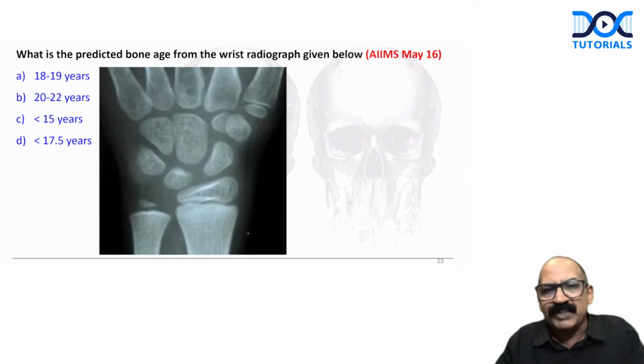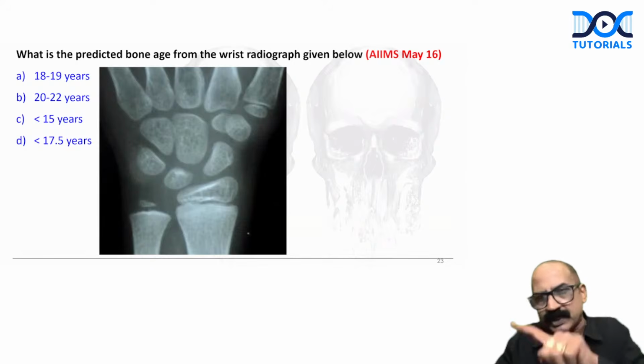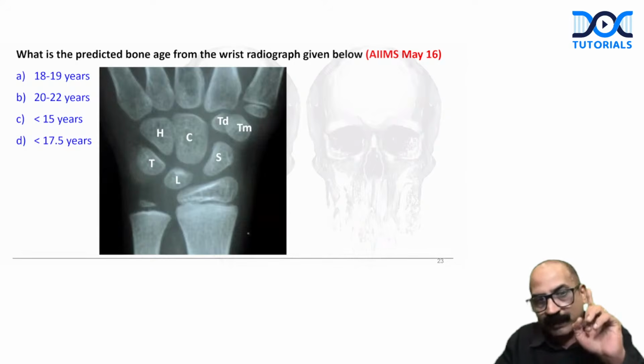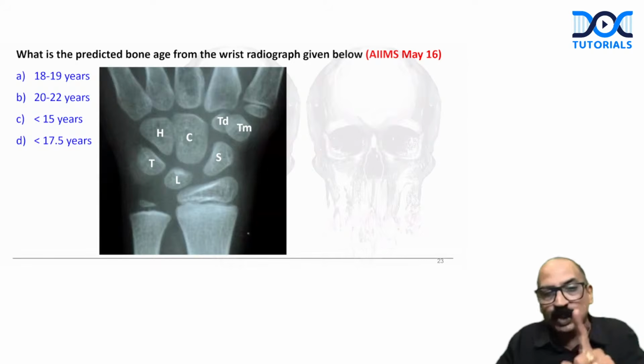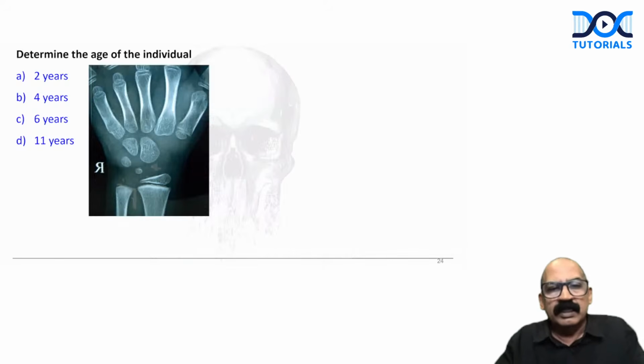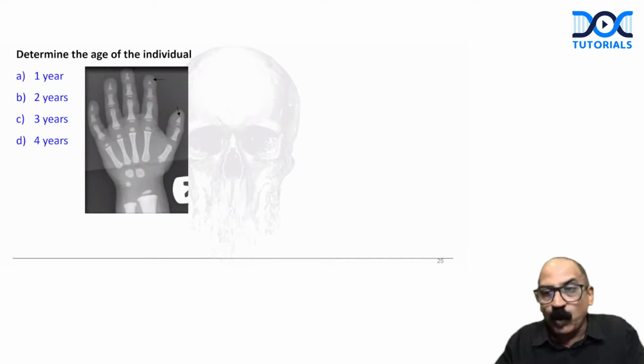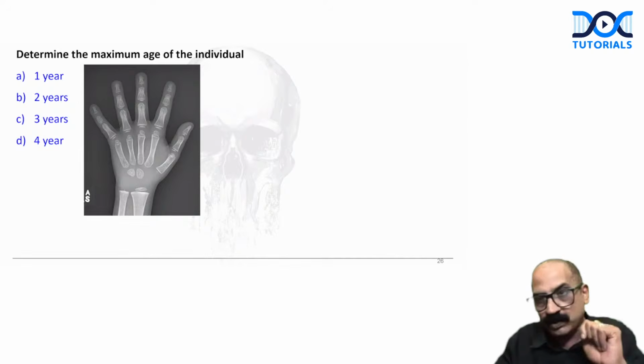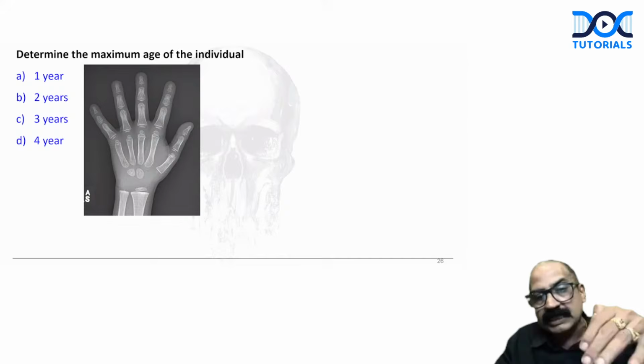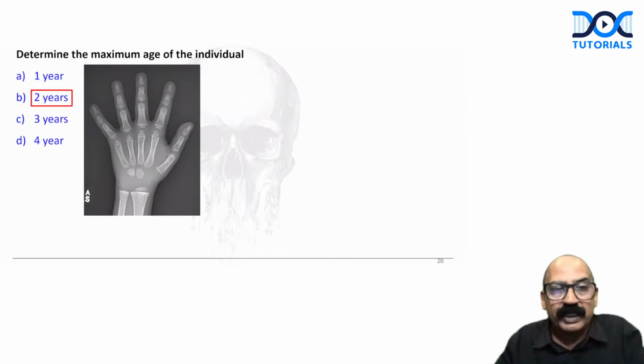What is the predicted bone age from the wrist radiograph given below? Here you see all carpal bones appeared, but not the Pisiform. Pisiform appears at 9 to 12, so age is less than 12 years, so answer is less than 15 years. Determine the age of the individual. 4 carpal bones. Lunate appeared at 4 years. Now, 3 carpal bones. Triquetrum is the third carpal bone to appear, so 3 years. Determine the maximum age of the individual. 2 carpal bones. 2 months, 3 months. Next is triquetrum, 3 years. So age is less than 3 years. So answer is 2 years.